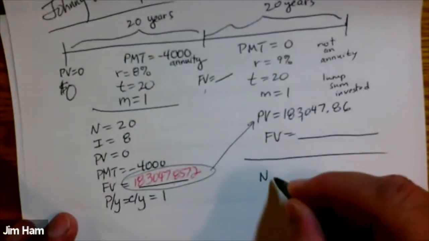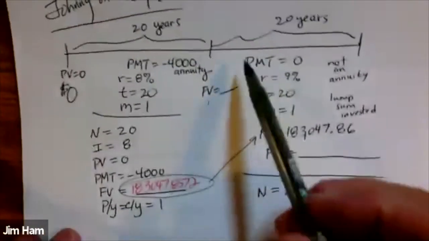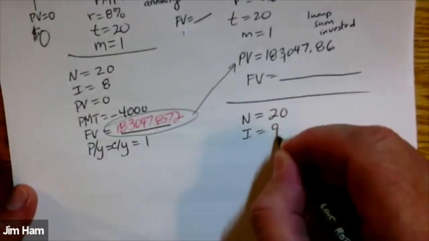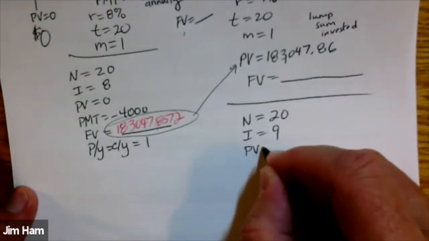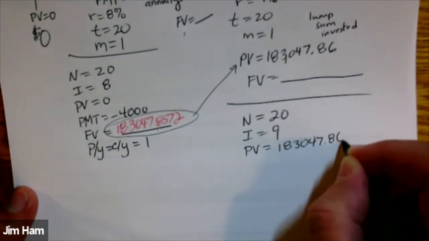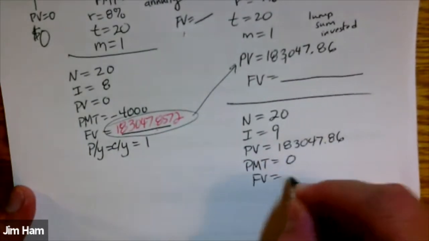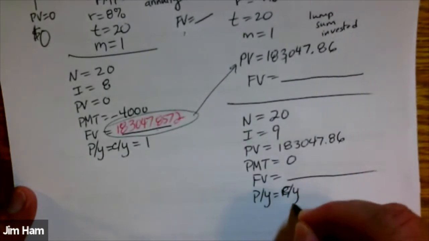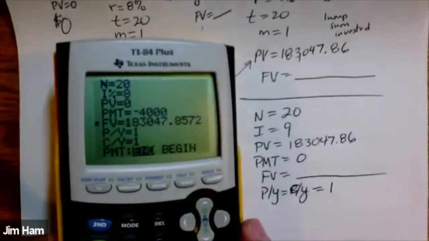So we start off again, n is equal to 20, only because we're not investing in the last 20 years. These two are the same. The interest rate in the last 20 years goes up 1% to 9%. The present value starts at 183,047.86. Now the payment in those last 20 years is 0. Future value is what we're after. And again, the payments per year, compounding per year is just 1. So this is the second step of the problem.